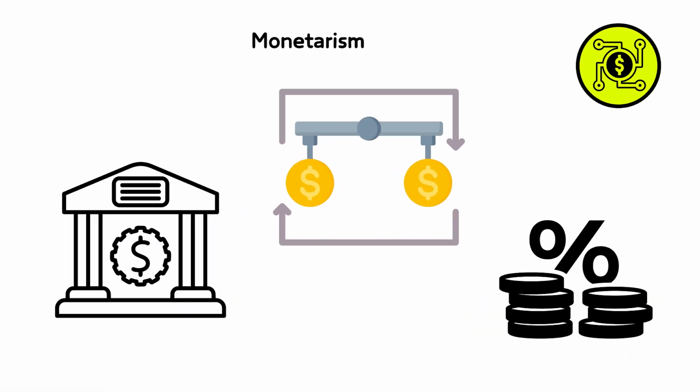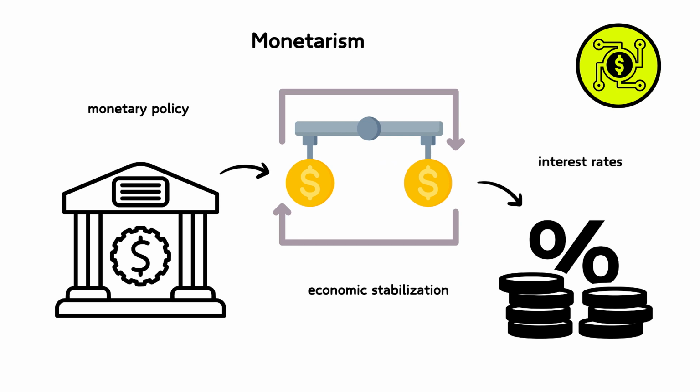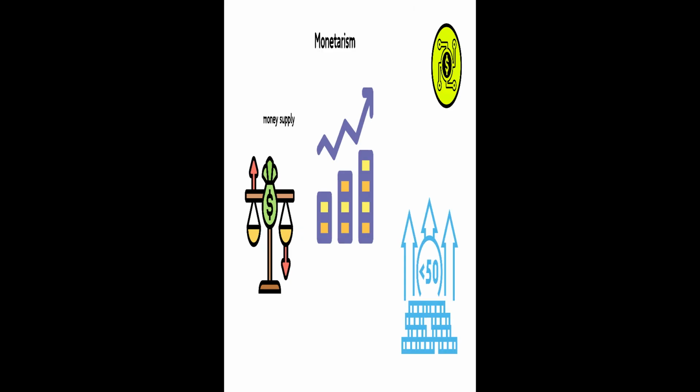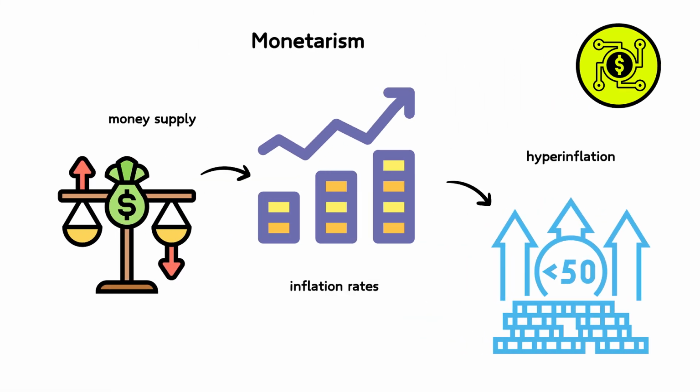One of the key policy implications of monetarism is the use of monetary policy as a tool for economic stabilization. This involves adjusting the interest rates to influence the money supply, aiming for moderate inflation rates that signal a healthy, growing economy without accelerating into hyperinflation.